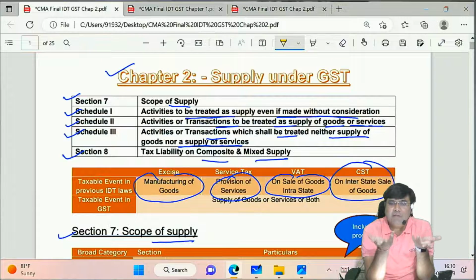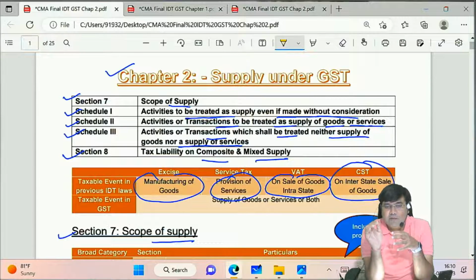So how can it be supplied? I think you have not listened to my question carefully. I said to you, a nominal consideration of rupees 1 is charged. Although it is my business, okay, I sold it, but the consideration is only 1 rupee, a nominal amount. How can it be supplied?